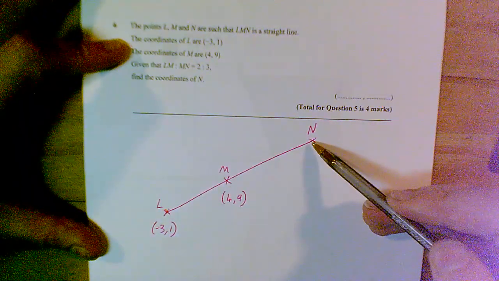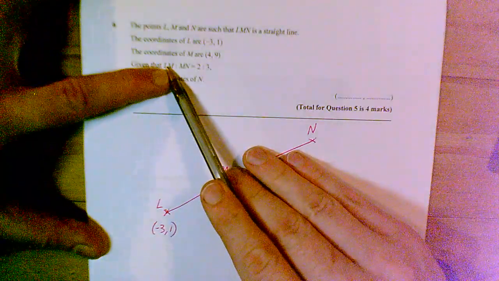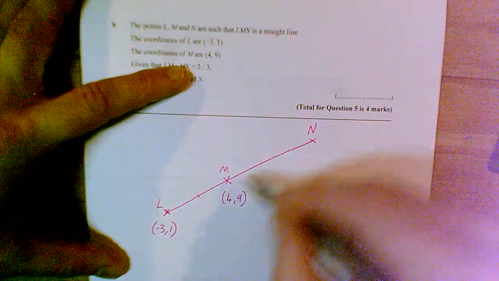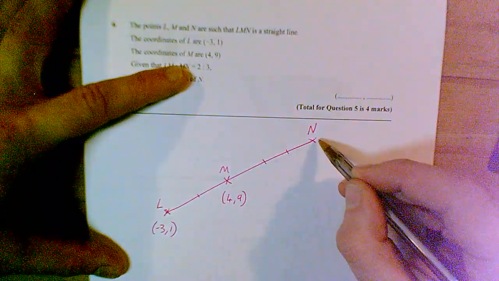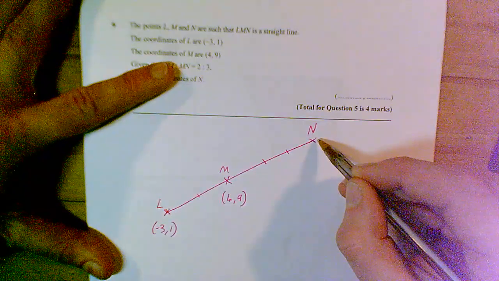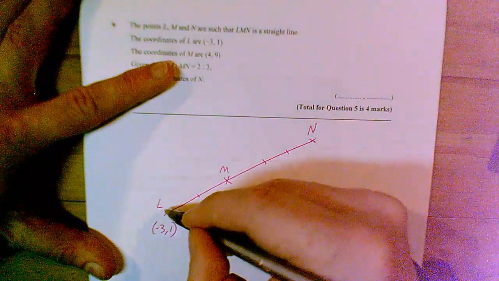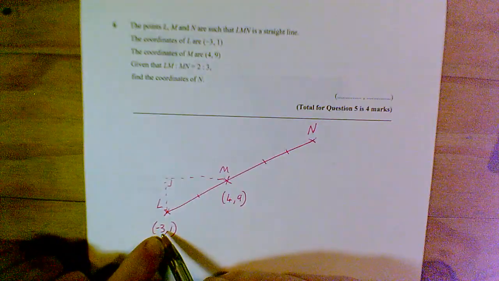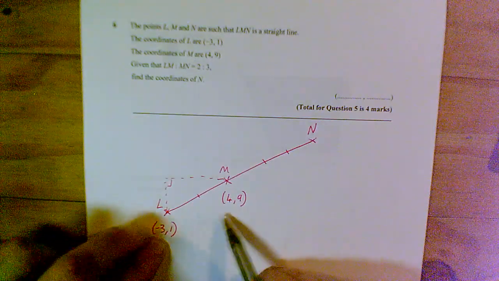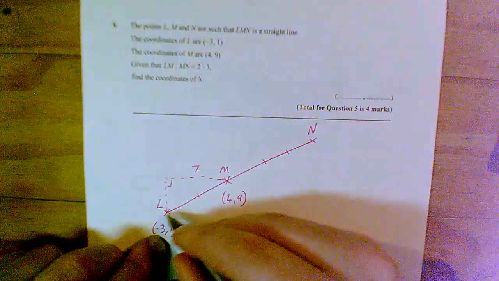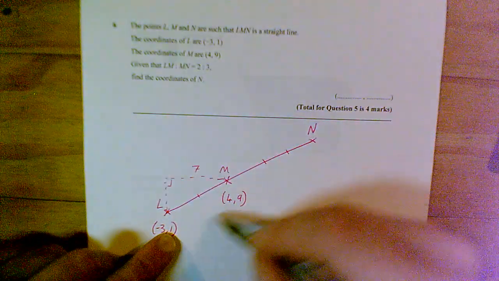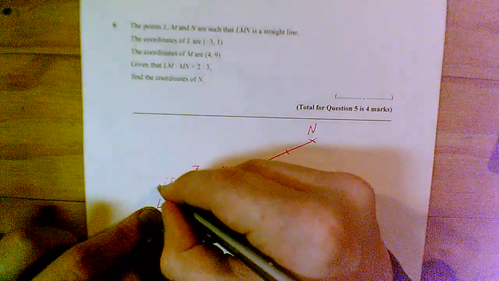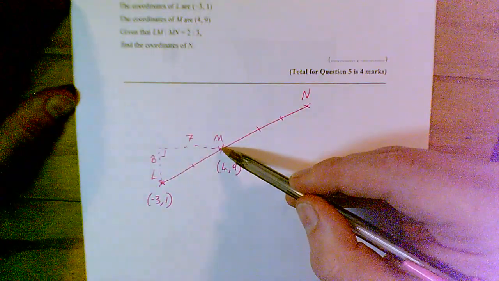So I've then got to work out how to get to N. It tells me that the ratio of LM to MN is 2 to 3. So I can sort of divide this up. If it takes 2 steps to get there, it's going to take 3 equal steps to get up to N. Now, one way of doing this is figuring out how big that step is. So I've gone from -3, the x-coordinate is how far across it's gone. I've gone from -3 to 4, so I've gone across 7 to get to there. And I've gone up from 1 to 9, so I've gone up 8. Showing you my diagram's not to scale, but I'm not too bothered about that. So going up 8 and across 7.